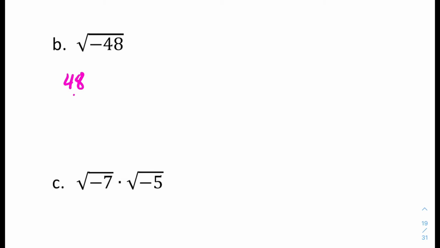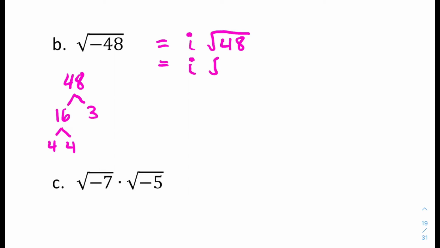48 isn't a perfect square, so I know I'm going to need to make a factor tree and break this down. Okay, so I can make this i times the square root of 48, and since 48 is 4 times 4 times 3, I can take the square root of that 4 times 4 and get a 4 on the outside, 4i square root 3.